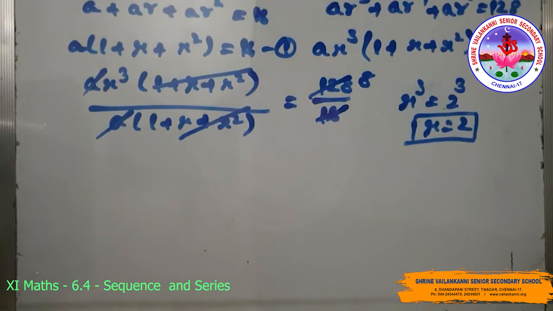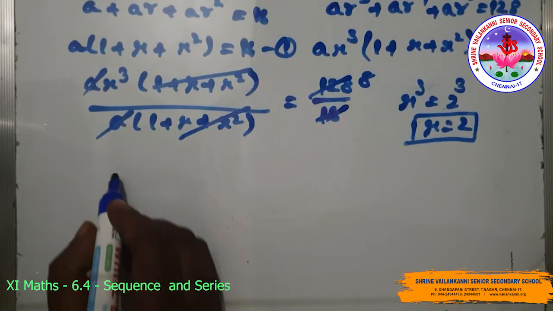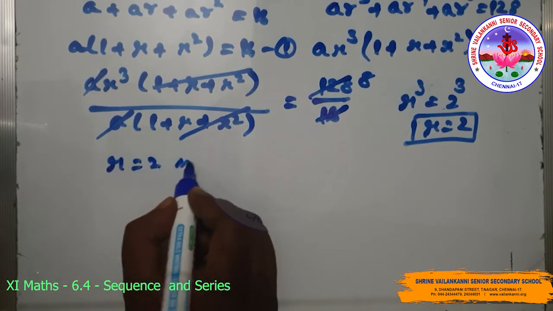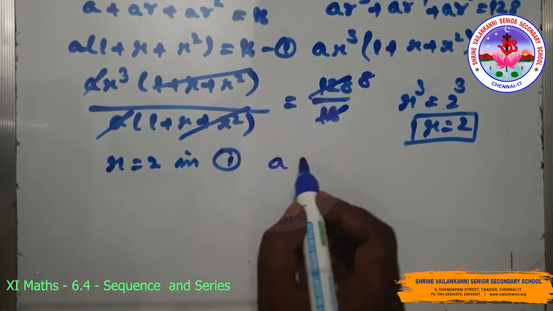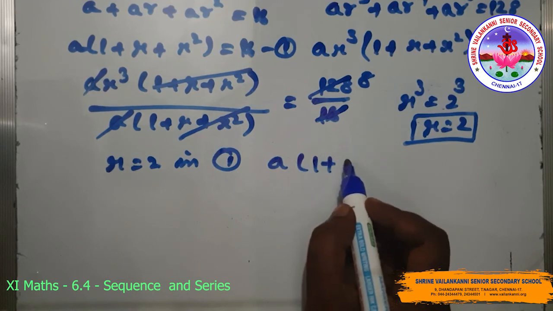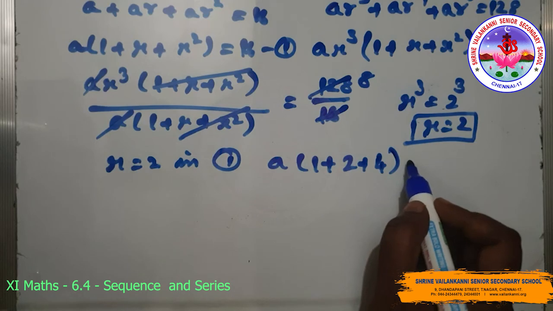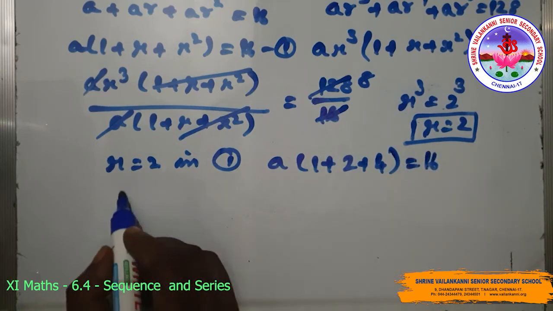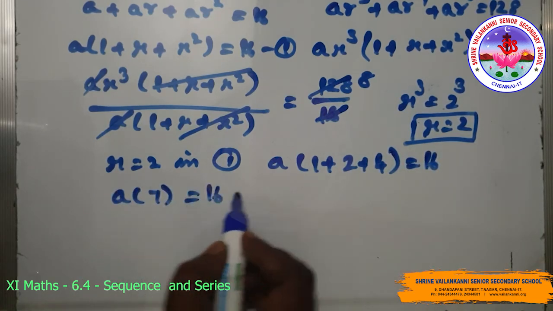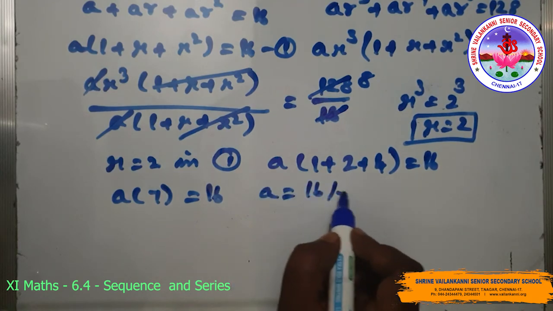Now we have to find A. Using R equal to 2 in the first equation, A into 1 plus R square. So 1 plus 2 plus 4, which is equal to 16. A into 7 equal to 16. So A equal to 16 by 7.